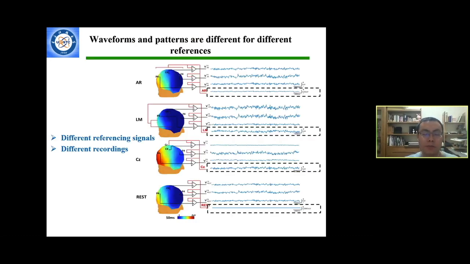Now in these figures, we can see that the waves and the patterns are different for different references, such as the average reference signal. This is a reference signal over the average reference. This is a reference signal over CZ. We can see that these are almost non-zero referencing methods, and the REST signal is almost 0.